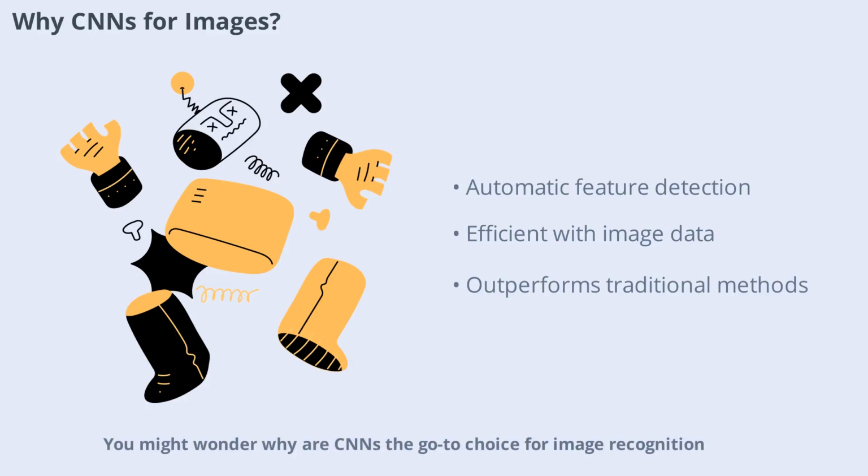You might wonder, why are CNNs the go-to choice for image recognition? The answer lies in their unique architecture. CNNs are designed to automatically detect important features in images, such as edges, shapes, and textures, without any manual intervention. This ability to learn directly from raw pixel data makes them incredibly powerful and efficient. As a result, CNNs outperform traditional methods in tasks like object detection, facial recognition, and even self-driving car vision systems.